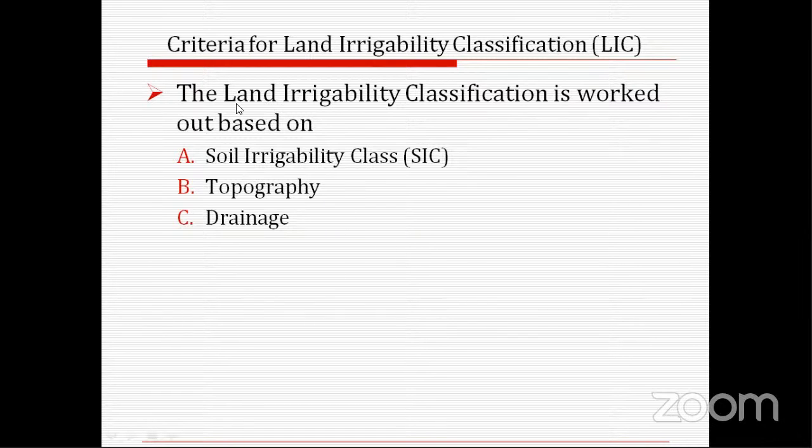Okay, students. Land irrigability classification is based on these classes which are given. But based on these 3 characteristics, there are many subclasses. So very first we'll go for soil irrigability class, topography and drainage conditions. We will check all these 3 important characteristics of land irrigability classification. So very first we will see the soil irrigability class. What is the soil irrigability class?